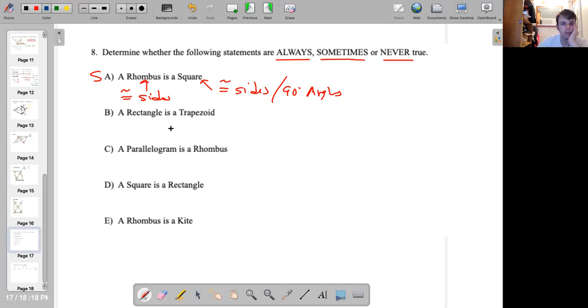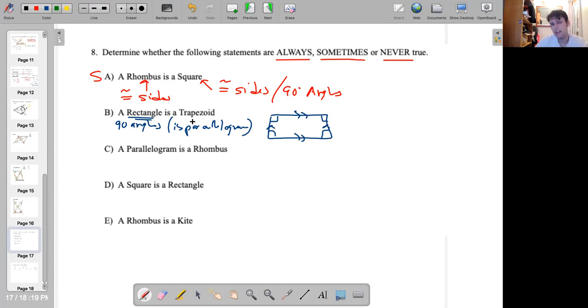Rectangle is a trapezoid. Okay, a rectangle means we have 4 90-degree angles. It also is a parallelogram, right? Parallelogram, because both sets of sides are actually parallel to each other. When we have these 90-degree angles, we do actually create parallel sides here and parallel sides here. So that's about a rectangle.